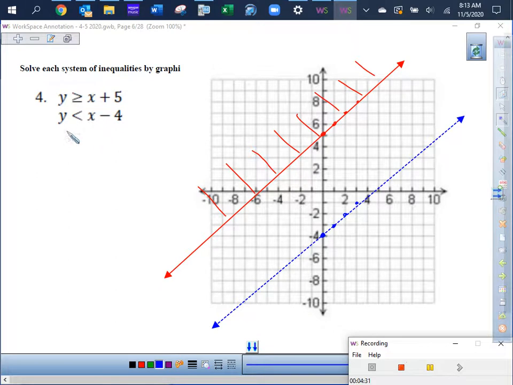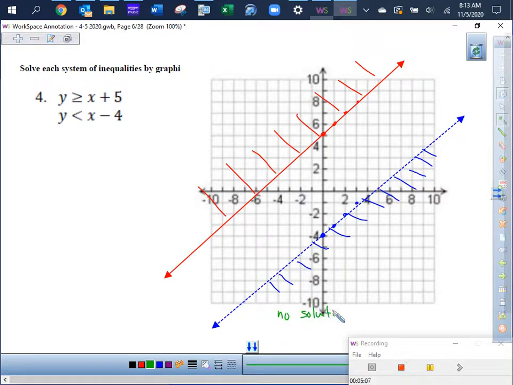So where should we shade in this blue line? Since that's a less than, shade above it or shade below it? Below it. And would you believe we are looking where the shades are supposed to overlap? What do you think? Where will the shades overlap? They're not going to, so our answer to this system is going to be what, since there was no place where the shades overlap? No solutions.